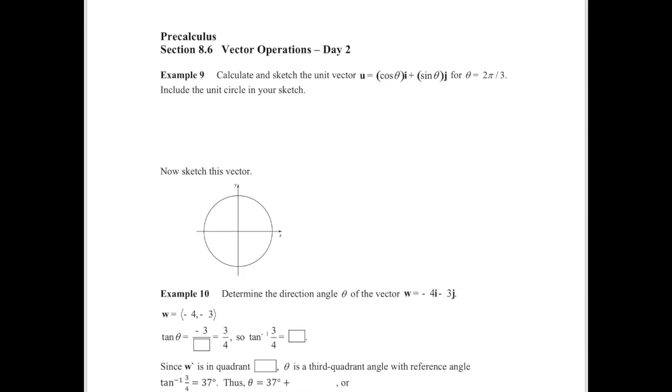In this lesson, we are going to continue with our vector operations. It's asking us to calculate and sketch the unit vector u, which equals cosine of theta i plus sine of theta j, for theta equals 2 pi over 3, and include the unit circle in your sketch. Let's first start and review what it means.